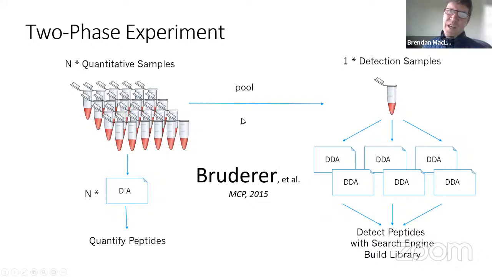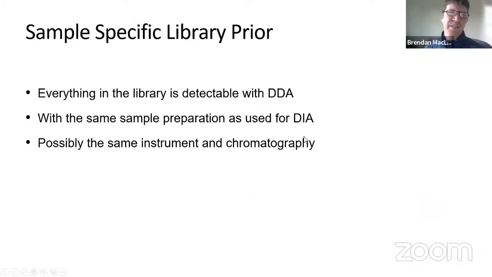And so when you think about statistical priors, the statistical prior that they had was, well, with a sample specific library, the prior that you have is everything in the library is detectable with DDA, with the same sample preparation used for DIA. So we took exactly the same sample preparation, we just ran DDA on it a bunch, and that's as good as we're ever going to get if we use a tool like MaxQuant or some other label-free tool in our DIA data. Well, in our DDA data, we can't possibly detect anything that we don't identify in MSMS. So we take that as a library, all the stuff, rather than using the DDA as our quantitative data.